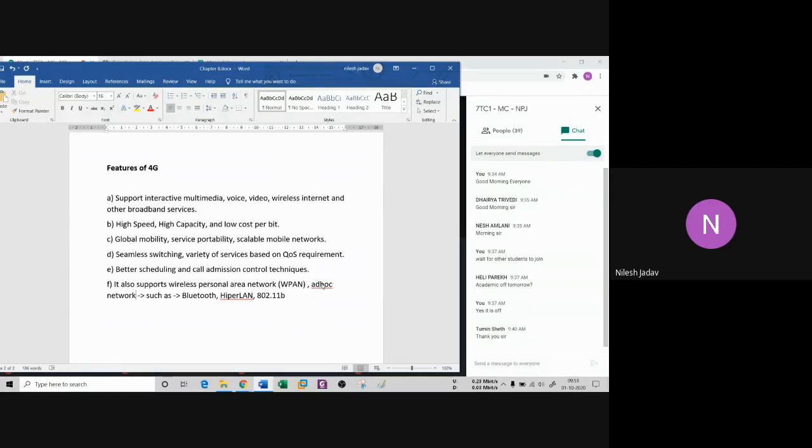Network, and multi-home. Okay, so these are, I think, the 6 features of 4G.